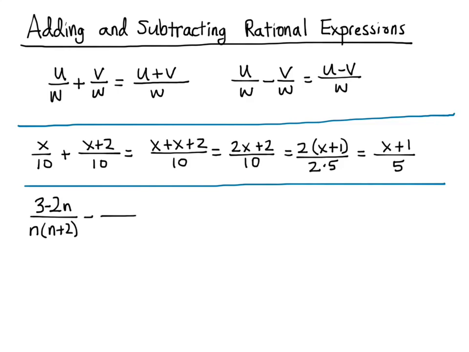Okay, so we'll look at another one. So here we have a common denominator of n times n plus 2, and we have 3 minus 2n in the numerator for one of them, and then we have 1 minus 3n in the numerator of the second one. And notice this is subtraction now. Now subtraction is another one of those little minefields that you have to tiptoe around to make sure that you don't end up with something wrong.